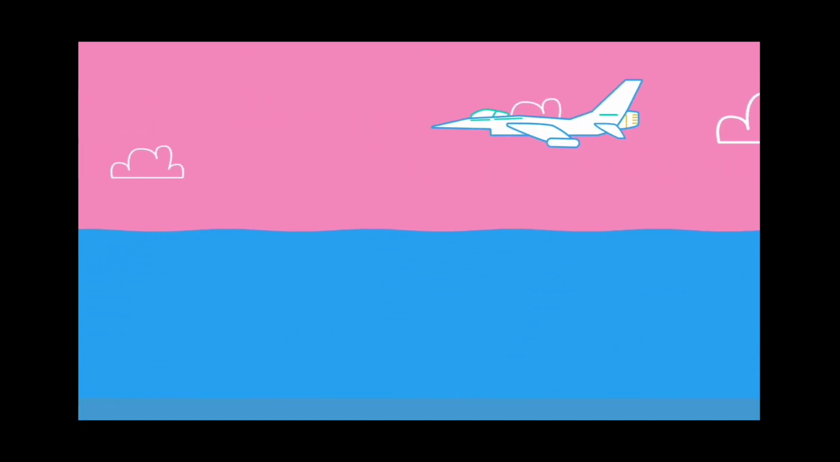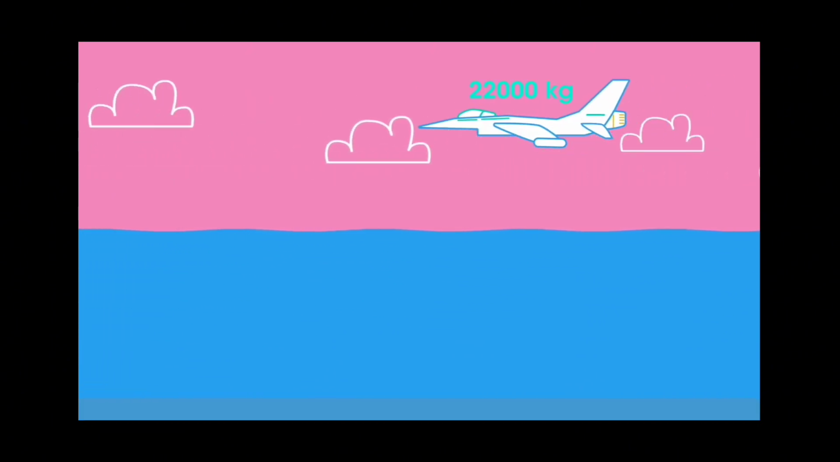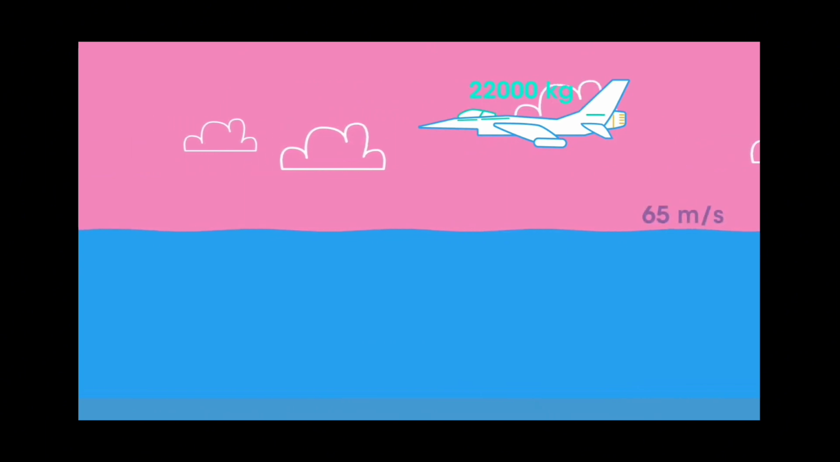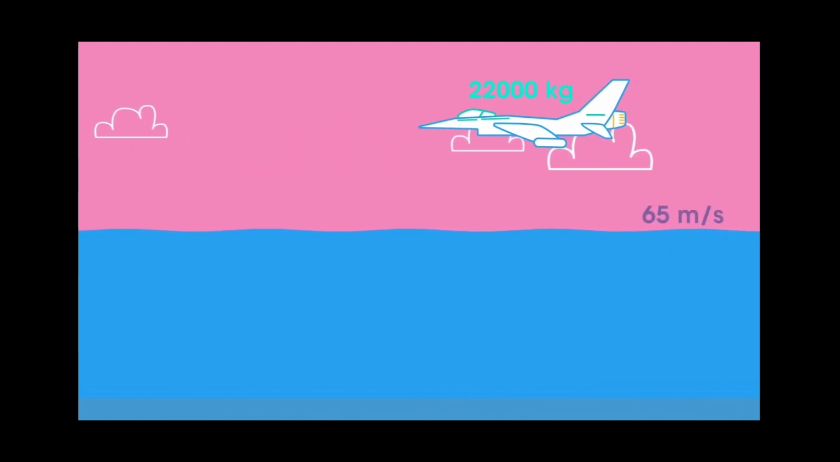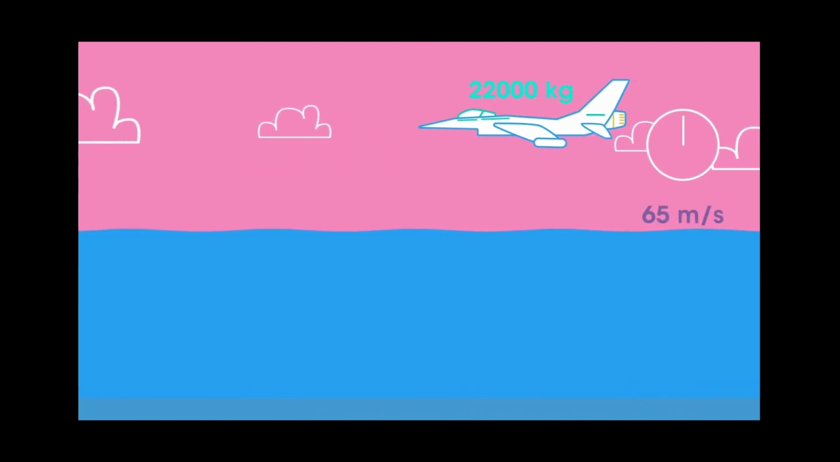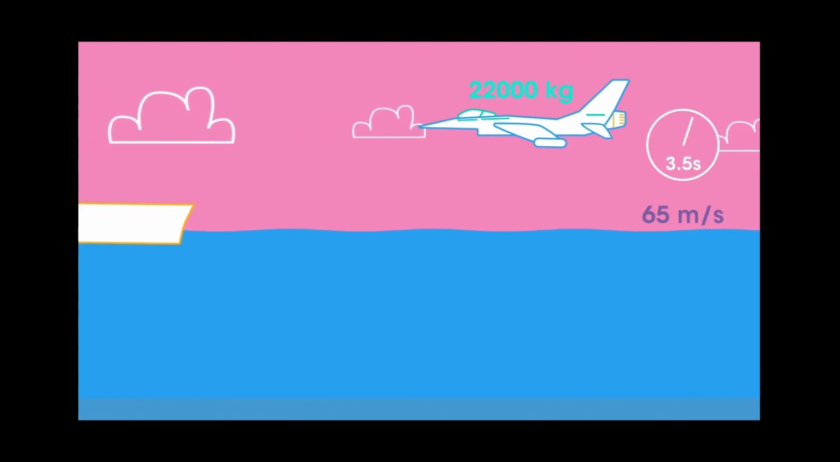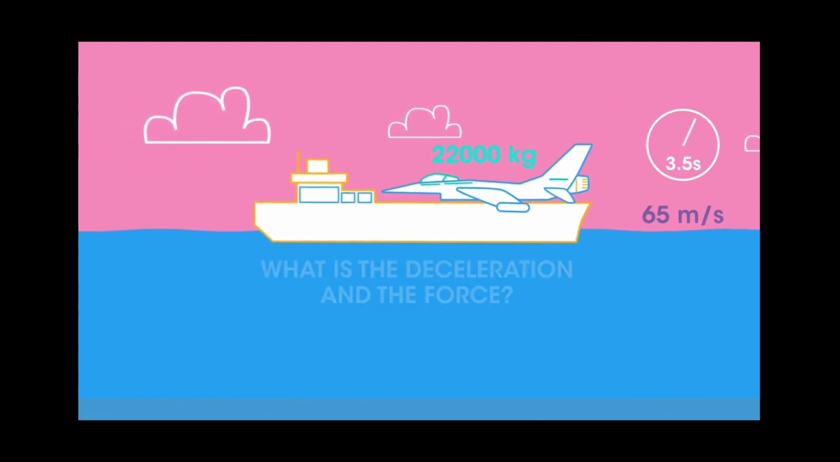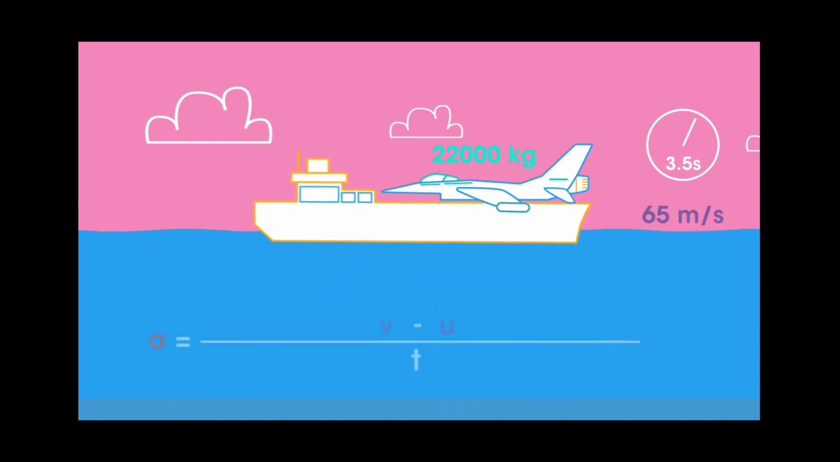Let's try one more. A jet fighter of 22,000 kilograms traveling at 65 meters per second lands on an aircraft carrier and is brought to a stop in 3.5 seconds. What is the deceleration and force involved? The negative answer shows negative acceleration. In other words, it's slowing down.